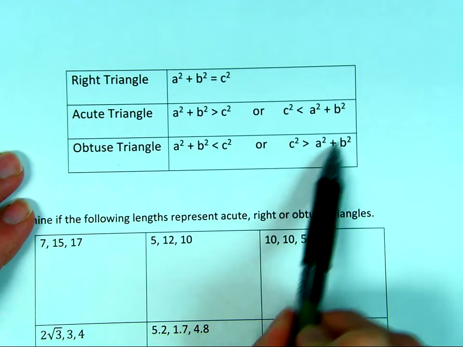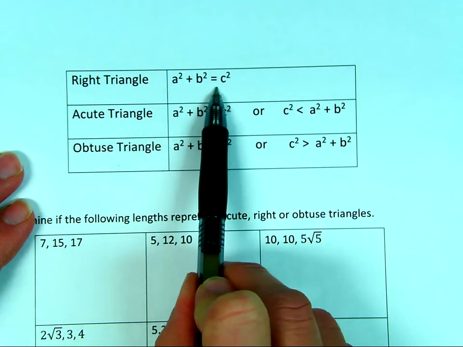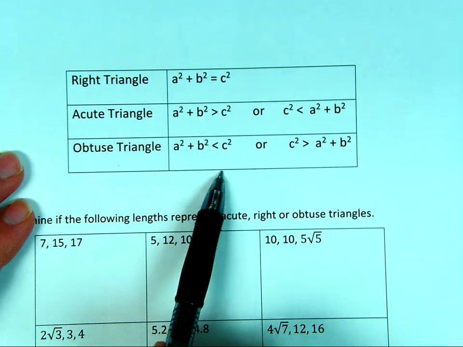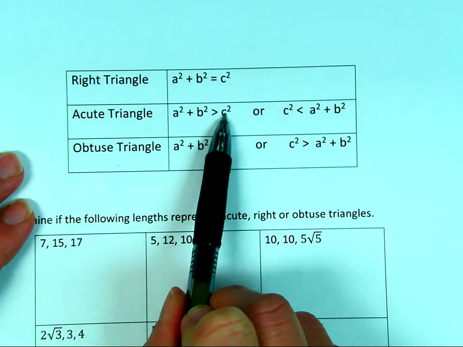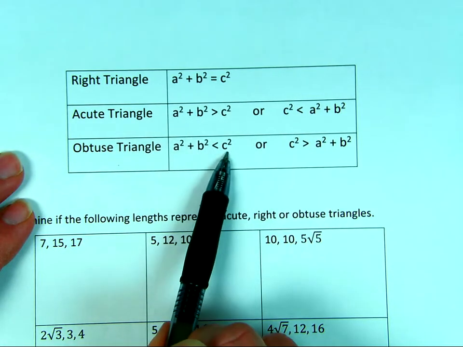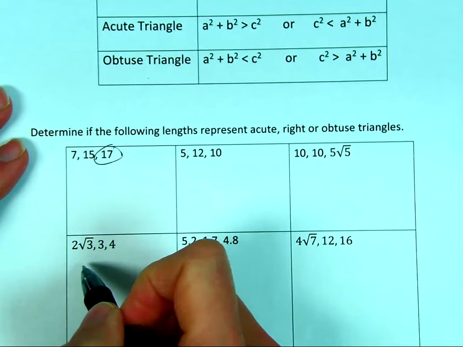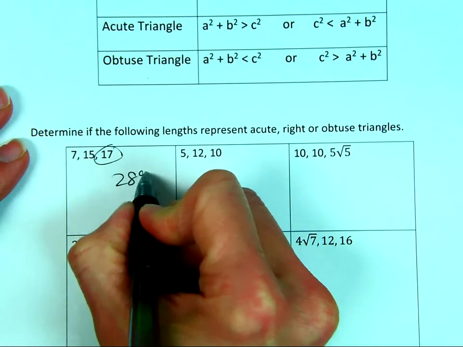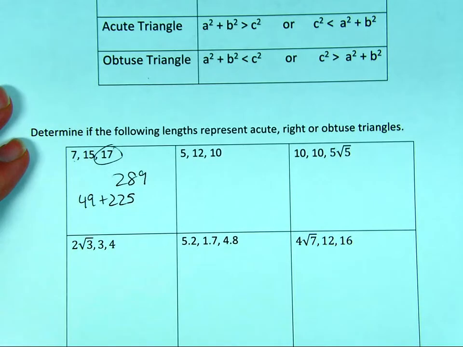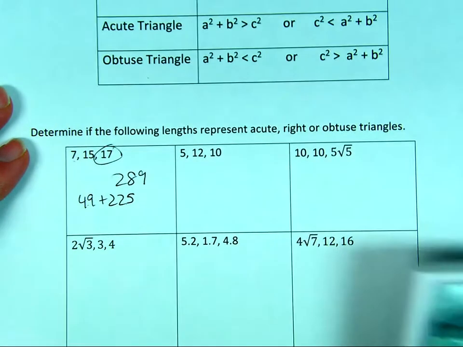This is how you usually see it written, but since we're used to writing a squared plus b squared equals c squared, I thought I'd write it both ways, and you can use whichever one you want. But it's all about c squared being either smaller than the sum of those two or larger. So this is the biggest one. That's 289. And then that's 49 plus 225.